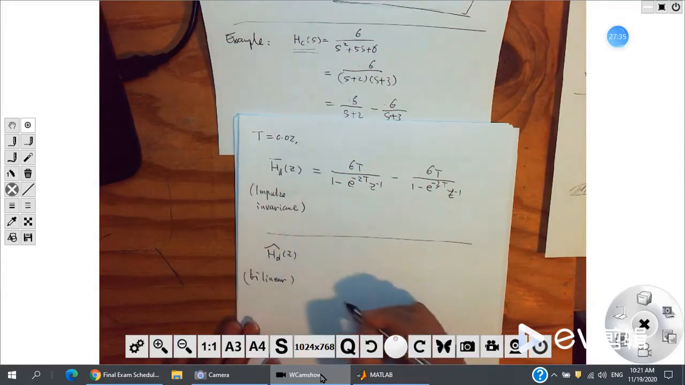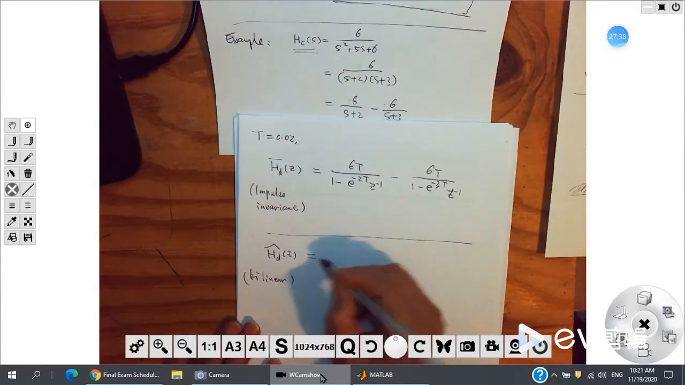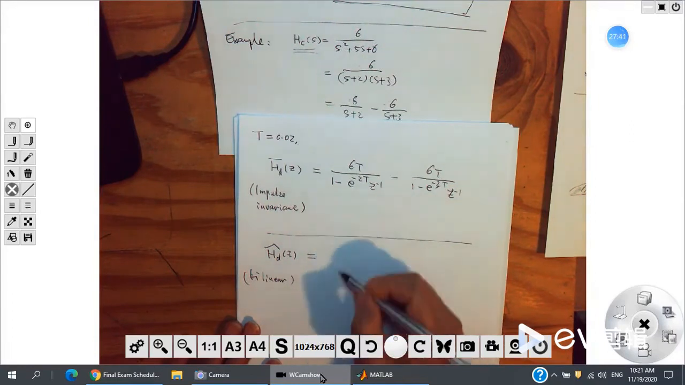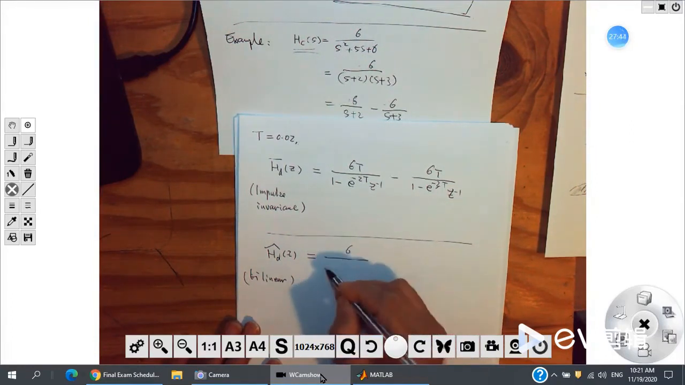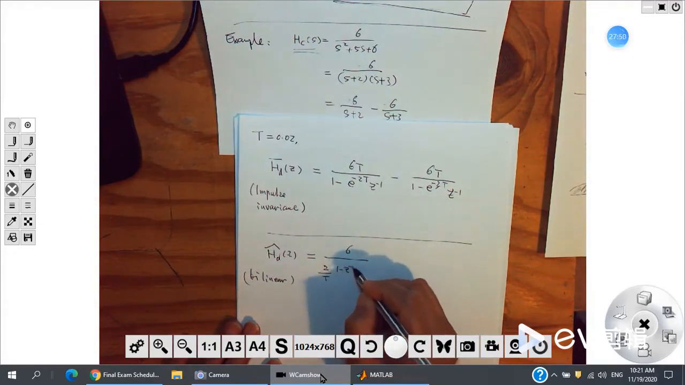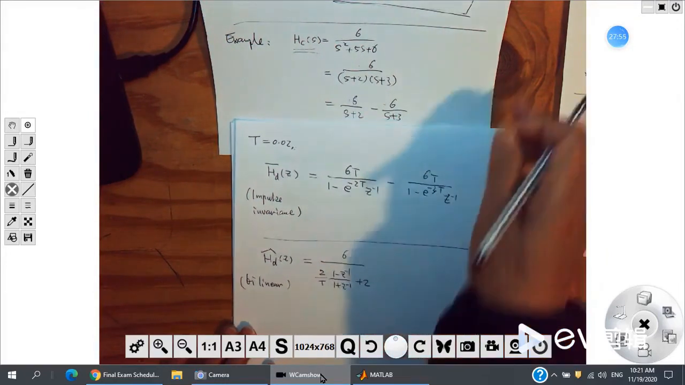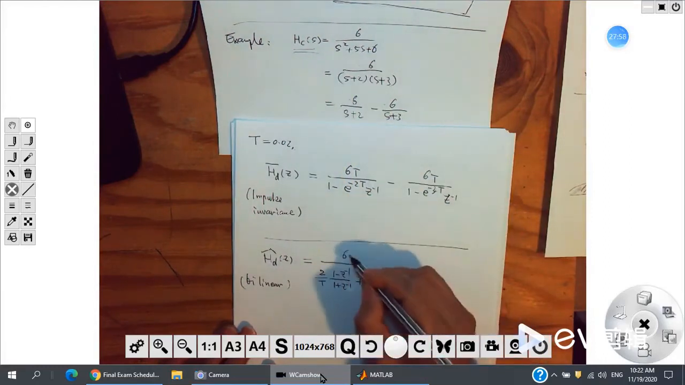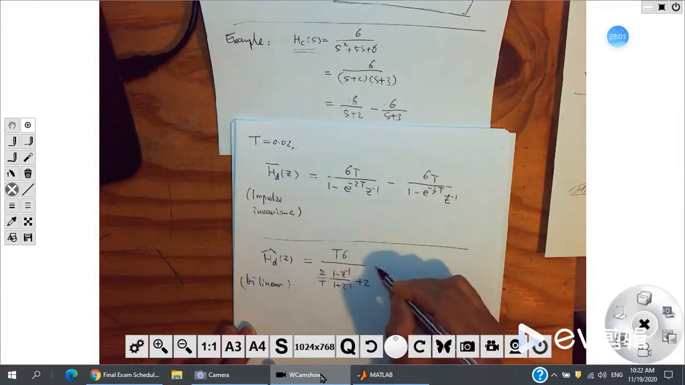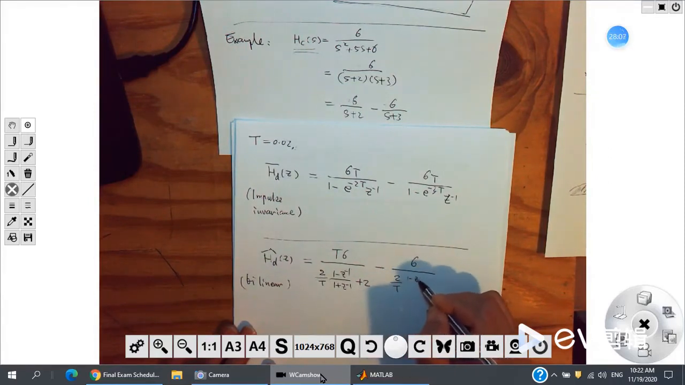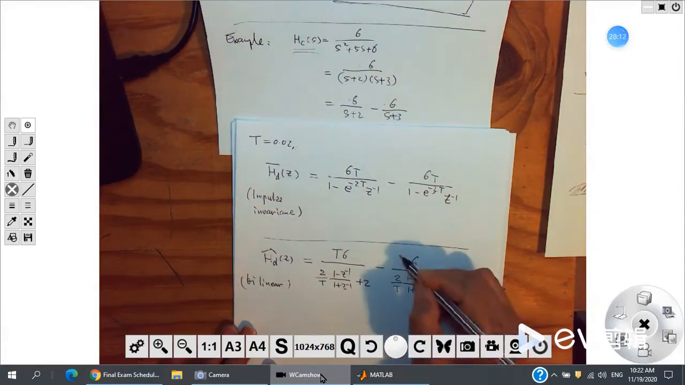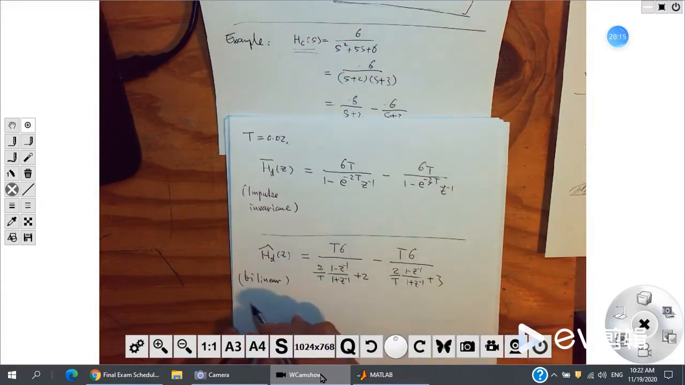bilinear method. Then this one will be, okay, you just replace s by that one. So this is 6 of, here's s, replaced by 2 over t times 1 minus z to negative 1 over 1 plus z to negative 1, then plus 2. Yeah, it's plus 2. And times t. And minus 6 over 2 over t, 1 minus z to negative 1 over 1 plus z to negative 1, and plus 3, and times t here. Okay, so this is HD hat.